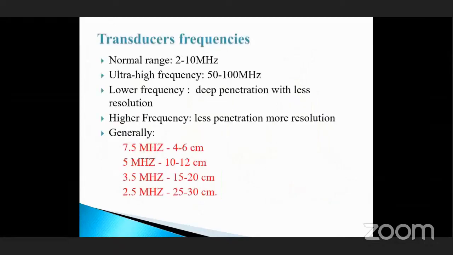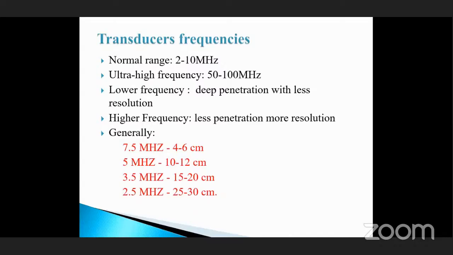Now about the transducer frequencies. Normally, as I told you, we use frequencies ranging from 2 to 10 megahertz. The ultra high frequency, that is 50 to 100 megahertz, is used for ocular ultrasonography as well as for the sonography of superficial or subcutaneous lesions. The higher the frequency, the lesser the penetration, but the more the resolution. The lower the frequency, the deeper the penetration with less resolution.